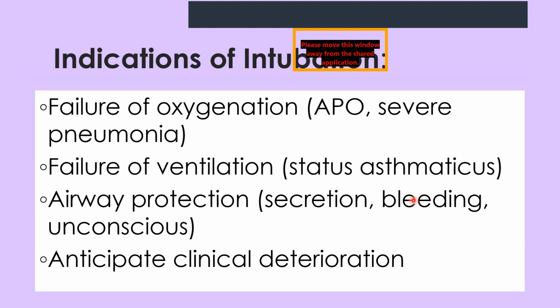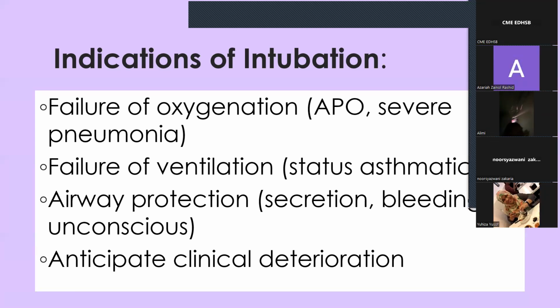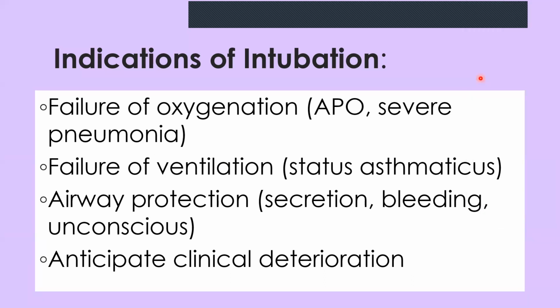Indications. So we go to the indications of intubation. Why do we intubate a patient? What patients do we intubate? When there is failure of oxygenation, for example in cases of acute pulmonary edema and severe pneumonia; failure of ventilation in patients with status asthmaticus; for airway protection in patients with a lot of secretion, bleeding or unconsciousness; and in patients where we anticipate clinical deterioration.